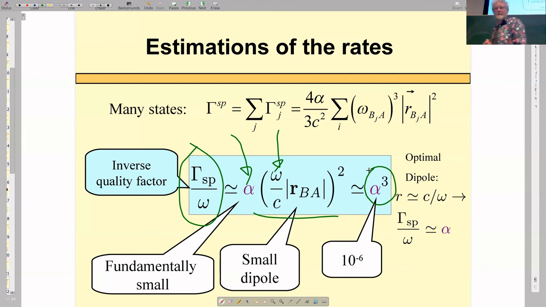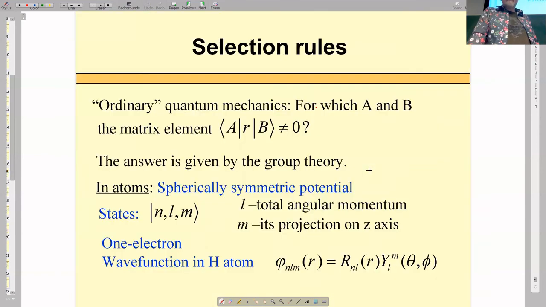All right. So 10 to the minus 15 seconds would be the inverse frequency, and 10 to the minus 9 seconds would be the typical decay time. A factor of a million difference.